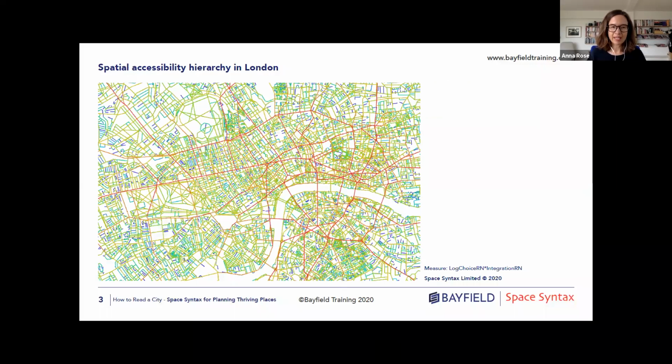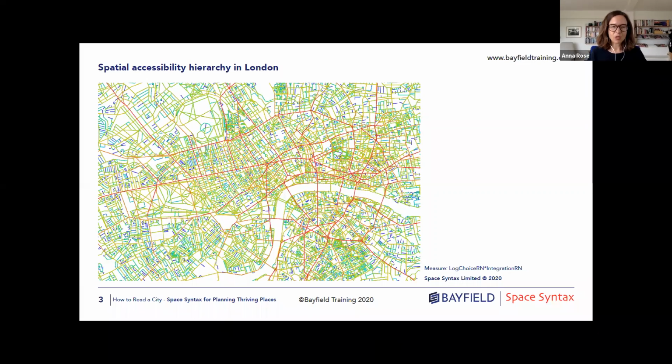So my next slide is about our main tool we're using, which is underlying a lot of our analysis and work. So it's a spatial accessibility model you see here, in this case of central London. And it's basically an abstraction of the publicly accessible movement network of the city. So what you see here is a network. It's a collection of segments which are all interconnected. And we have an algorithm which calculates the relationship between all these different segments.